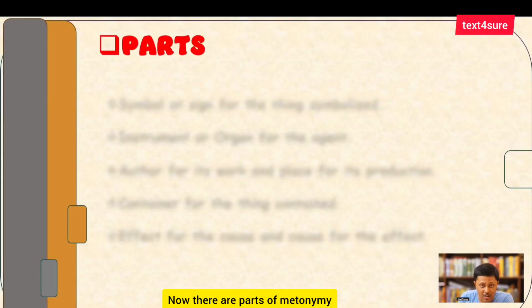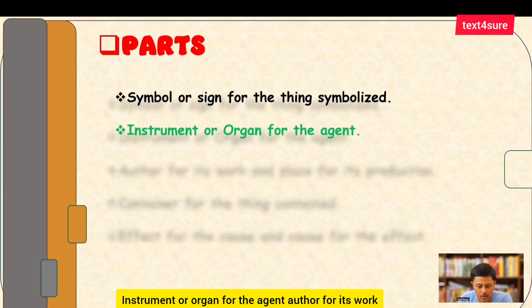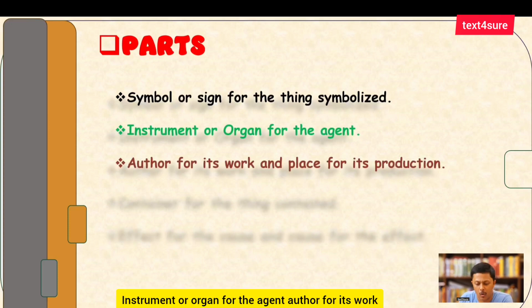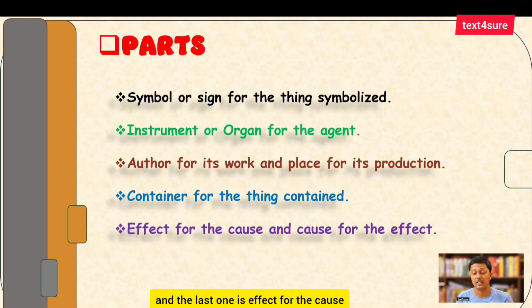Now, there are parts of metonymy, and we are going to deal with these parts again. First one is symbol or sign for the thing symbolized, instrument or organ for the agent, author for its work and place for its production, container for the thing contained, and the last one is effect for the cause and cause for the effect. What you have to do when you identify the figure of speech, then do not just say what it is, you have to explain it in that way.